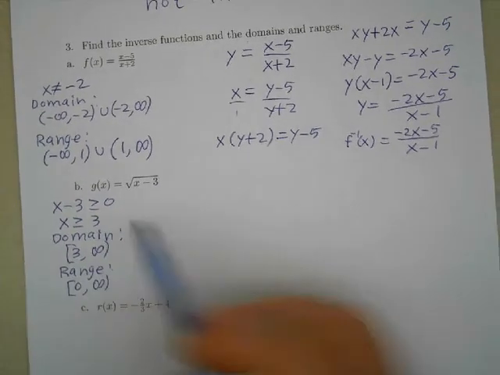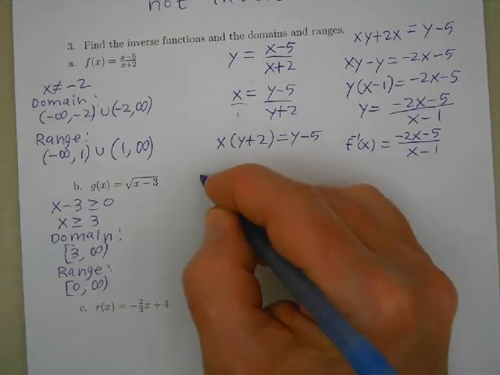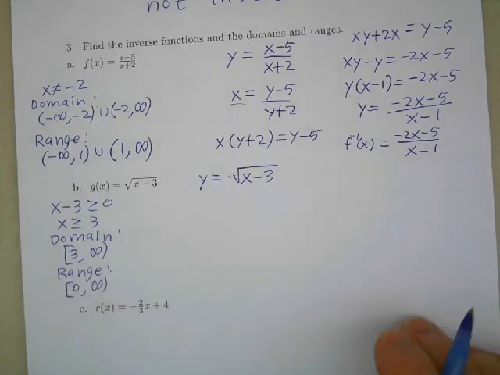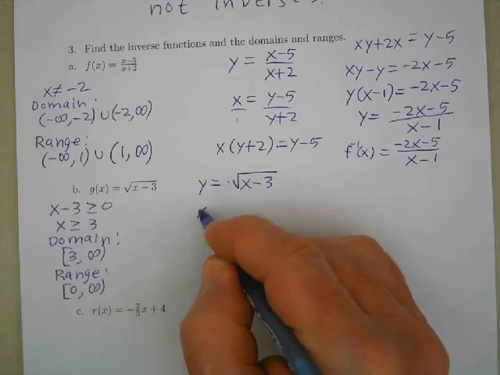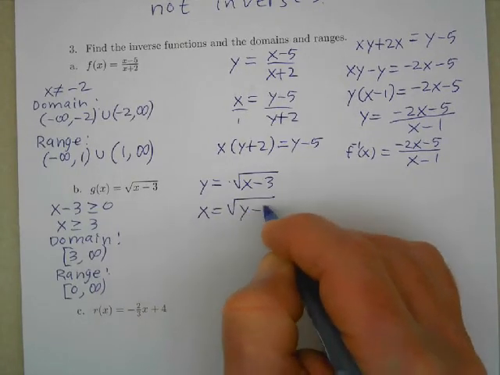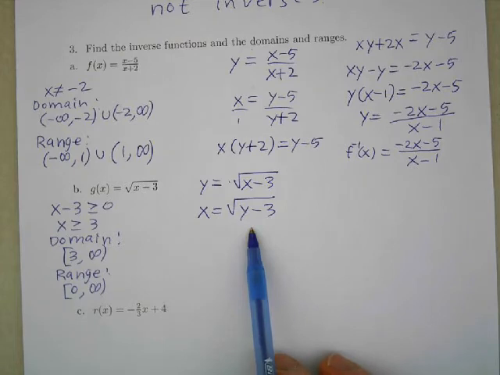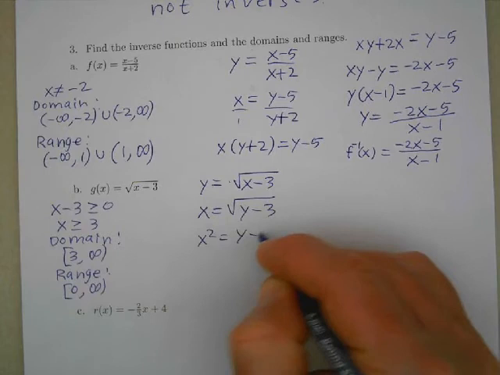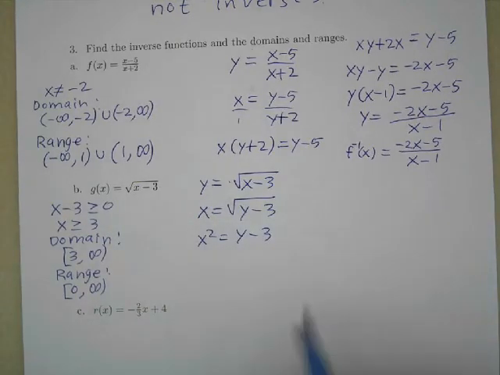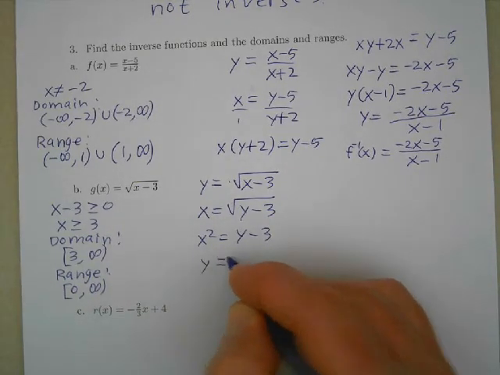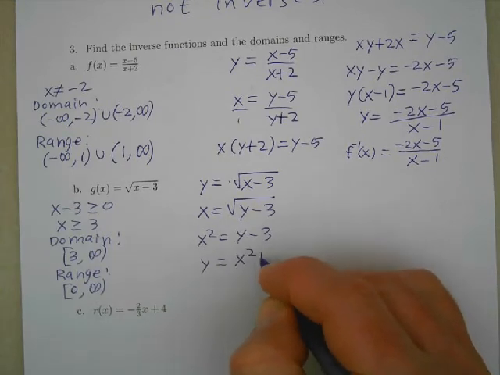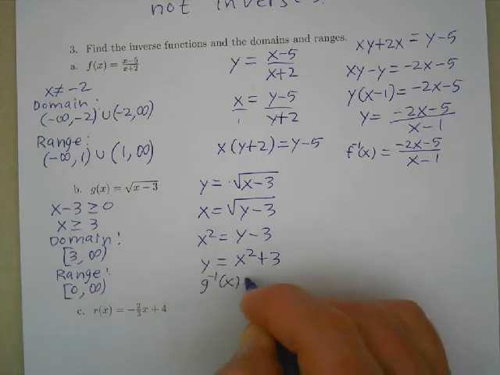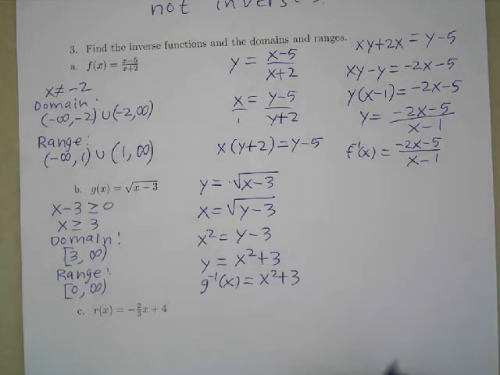Okay, to find the inverse, replace g of x with y, so we get y equals the square root of x minus 3. Then interchange x and y, we get x equals the square root of y minus 3. Then we solve for y, so we square both sides. We get x squared equals y minus 3. And then add 3 to both sides. We can write it as y equals x squared plus 3. And that's what g inverse is. g inverse of x is x squared plus 3.